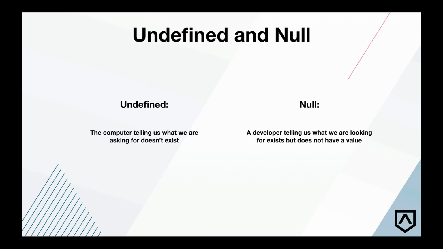You may have seen these, or one, you may have seen undefined probably while you're writing code. And undefined is simply the computer telling us that what we're asking for does not exist. Undefined means does not exist. It is not defined in our computer. It's not defined in what's called our scope. It doesn't exist. You're asking for something that's not there. Okay, if you get undefined, it's always the computer that's telling us that it doesn't exist.